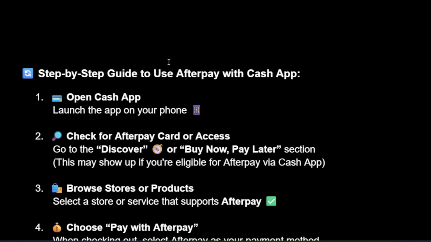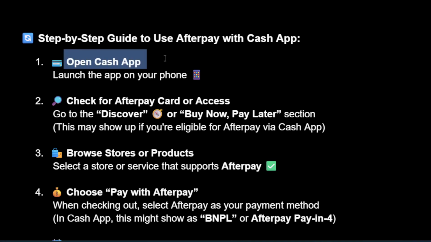Here's a step-by-step guide on how you can use Afterpay with Cash App. First, you will need to open up Cash App. Launch the app on your phone, and you want to check for Afterpay card or access. You will go to the Discover tab or Buy Now Pay Later section.